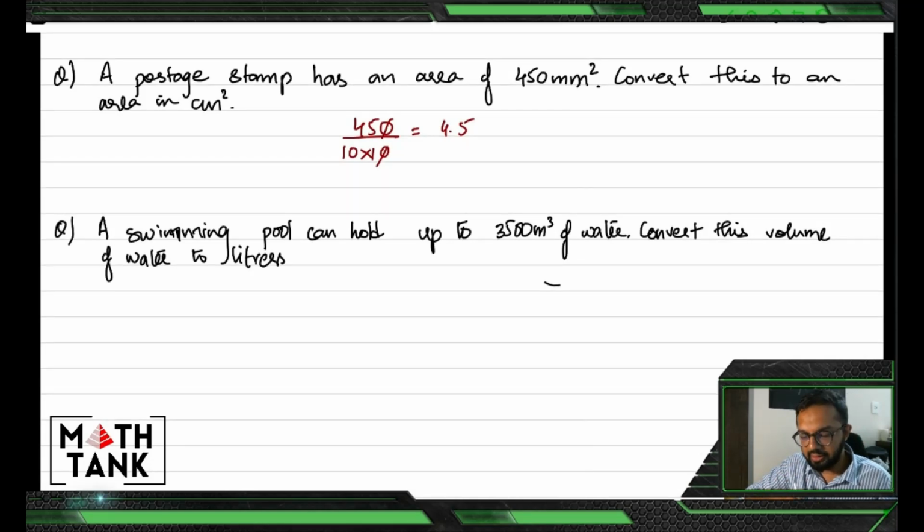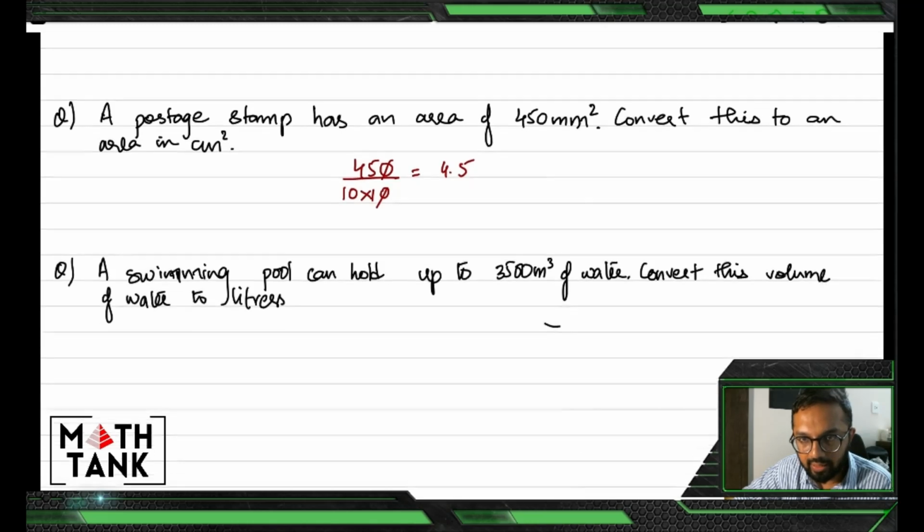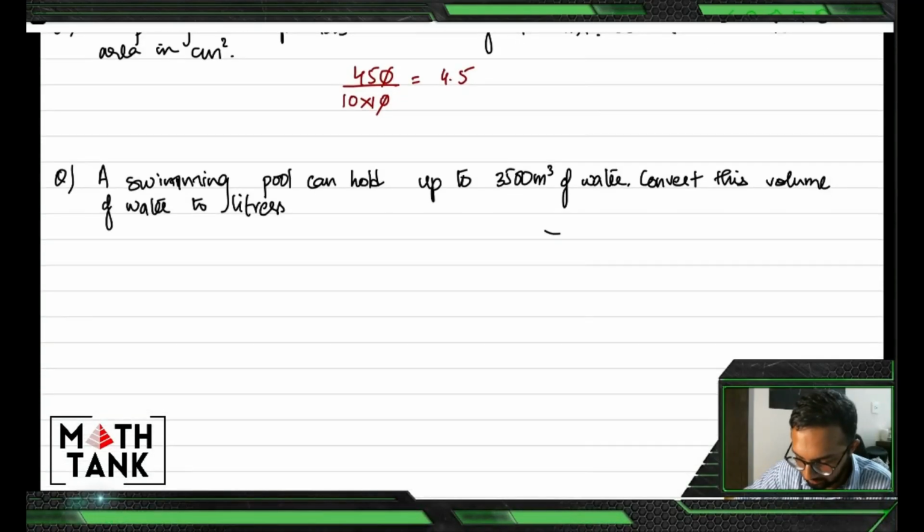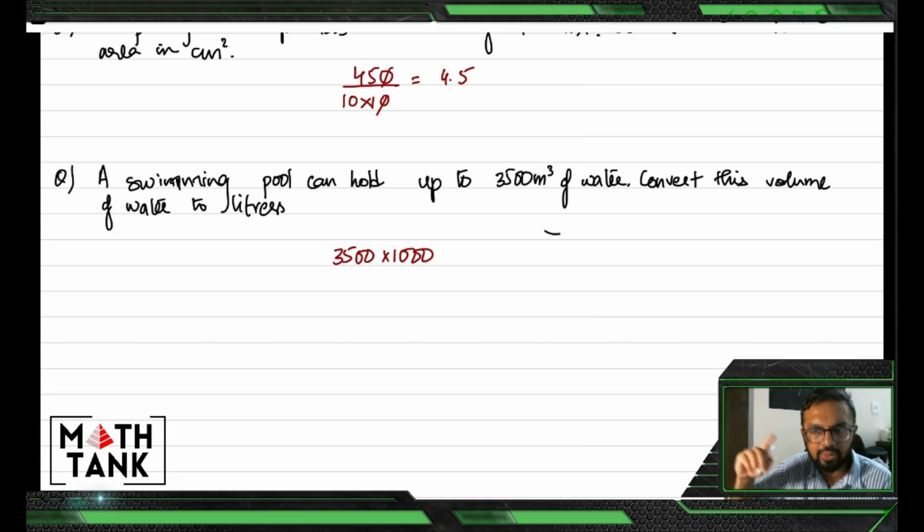Then it says the swimming pool can hold up to 3,500 meter cube of water. Convert this volume of water to liters. Let's go back and look at what our conversion was. 1000 liters equals 1 meter cube. That means that 3500 meter cube would be 3500 multiplied by 1000. Now here you don't multiply thrice. Why? Because you're going from meter cube to liters. It's from a volume to a capacity. So there the cubic part goes away. So that becomes 3500 times 1000, which is about 3.5 million.